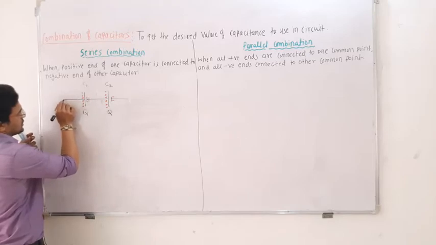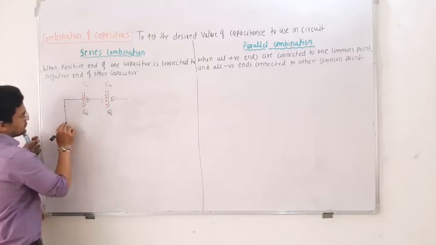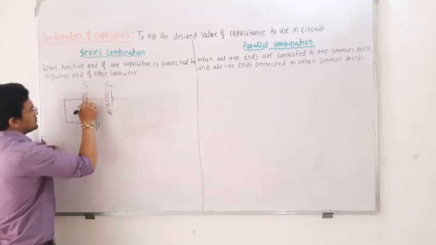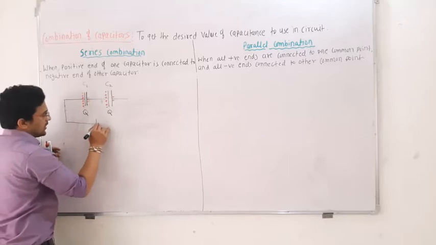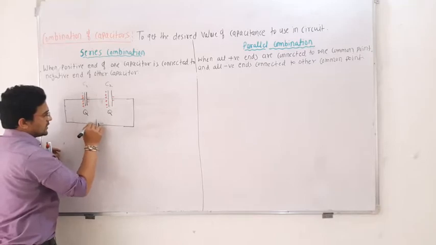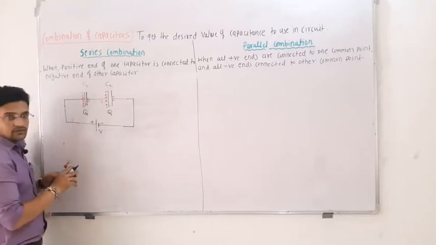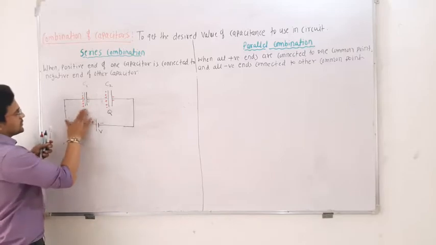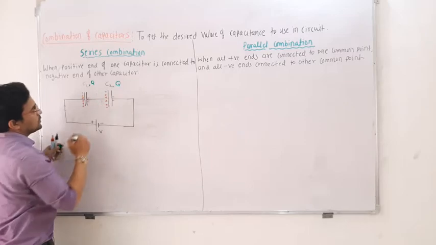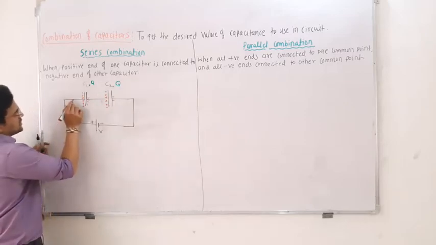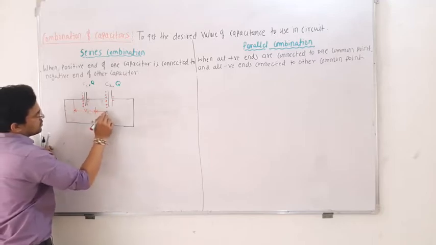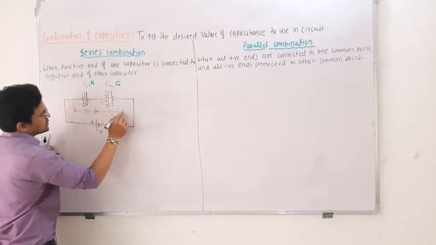Now suppose this is connected across a cell, with two parallel plates in each capacitor, this side negative and this side positive, at potential V. So the charge is Q, and here the charge is Q itself. Now suppose you measure the potential across C1: the potential is V1 across C1, and across C2 it is V2.